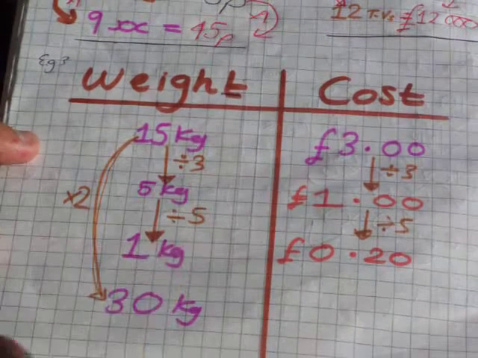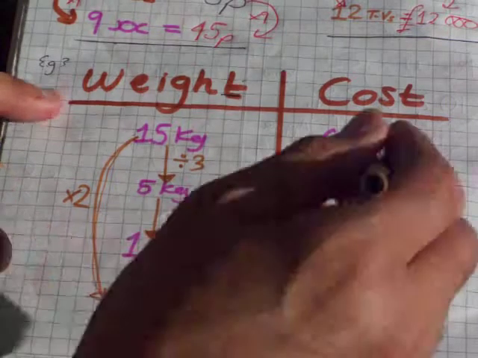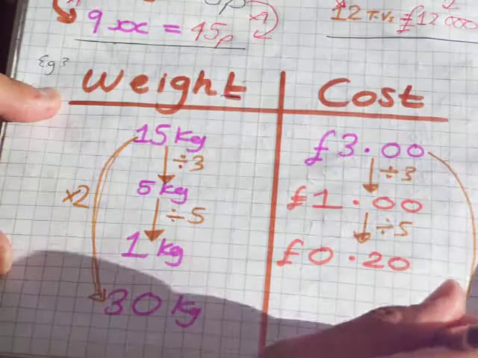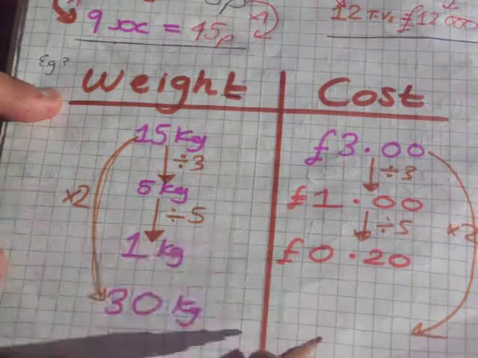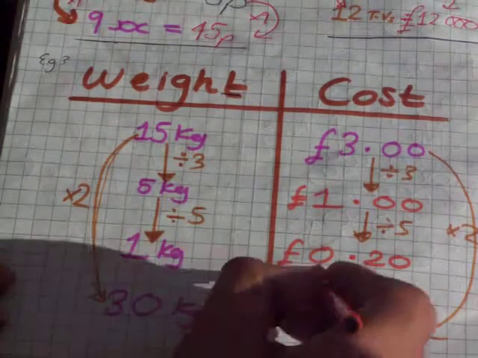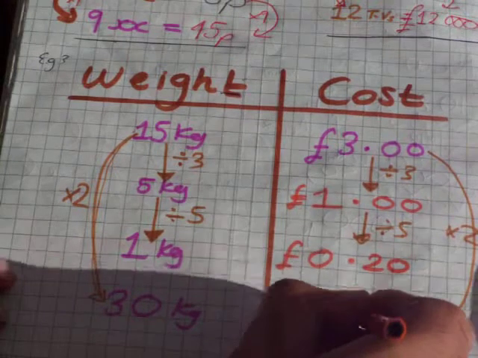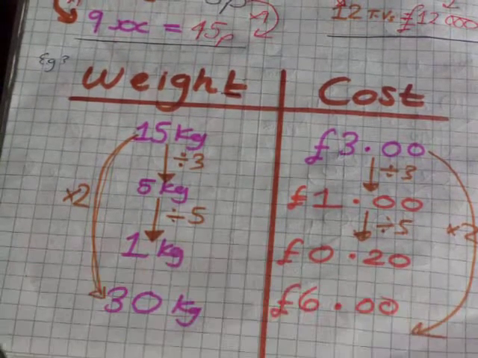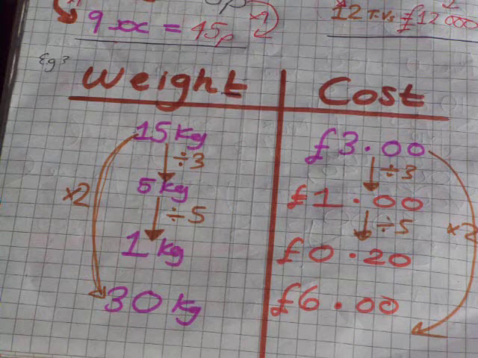Okay, times by 2. If I times this by 2 on this side, I must times that by 2 on this side. So £3 times by 2 will give us an answer of £6. And the questions are done.